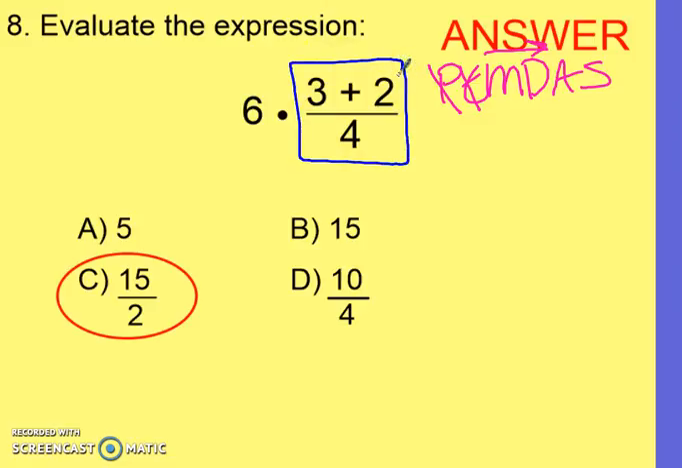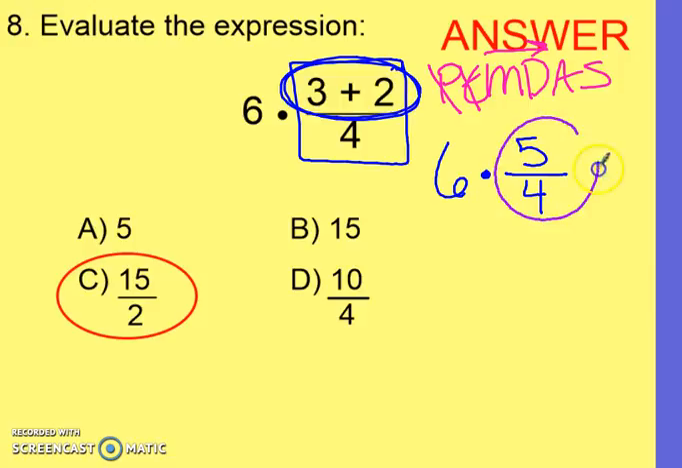Within that, we need to worry about this top first, the numerator. So we're going to simplify the numerator first. So 3 plus 2 is 5. Bring down your fraction and your 4. And while we're at it, guys, I'm going to go ahead and bring down my 6 and that times sign. Once again, we multiply and divide left to right. Okay, so let's go ahead and worry about this fraction first.